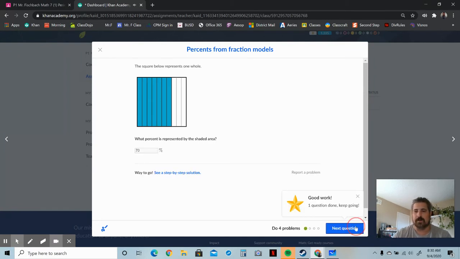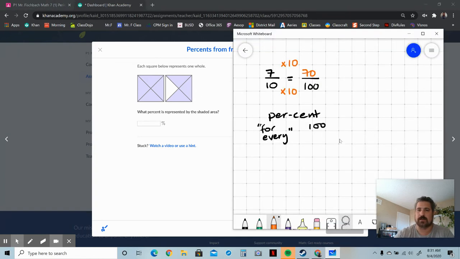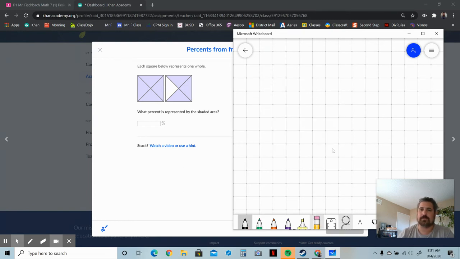When you're done with that, you go to the next one. It says each square below represents one whole. So the left one is a whole, and the right one is a whole, which means we have to think about percents as 100% being one whole. So this is more than one whole, obviously. We have the whole on the left, which is 100%, and then an additional part of a whole. It's 3/4, so this is equivalent to 1 3/4. There's one whole, and then 3 out of the 4 sections on the other one.